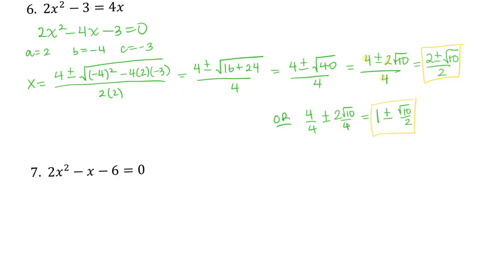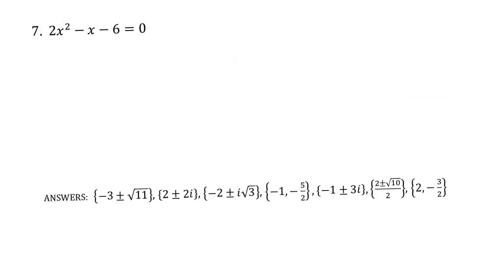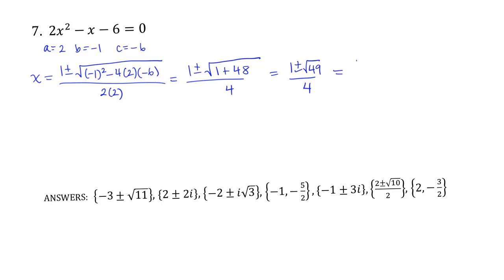Okay, last one is also in standard form. Okay, so I got 1 plus or minus the square root of 49 over 4. The square root of 49 is 7 over 4. So 1 plus 7 is 8 divided by 4, which is 2. 1 minus 7 is negative 6 divided by 4, which simplifies to negative 3 over 2.